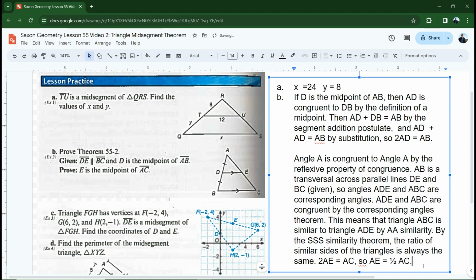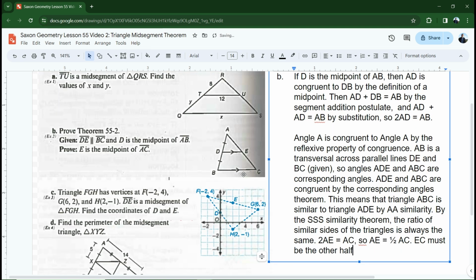And if I have a segment that's 1/2 of the other segment, so AE equals 1/2 of AC, EC must be the other half. EC must be the other half of AC by the segment addition postulate.